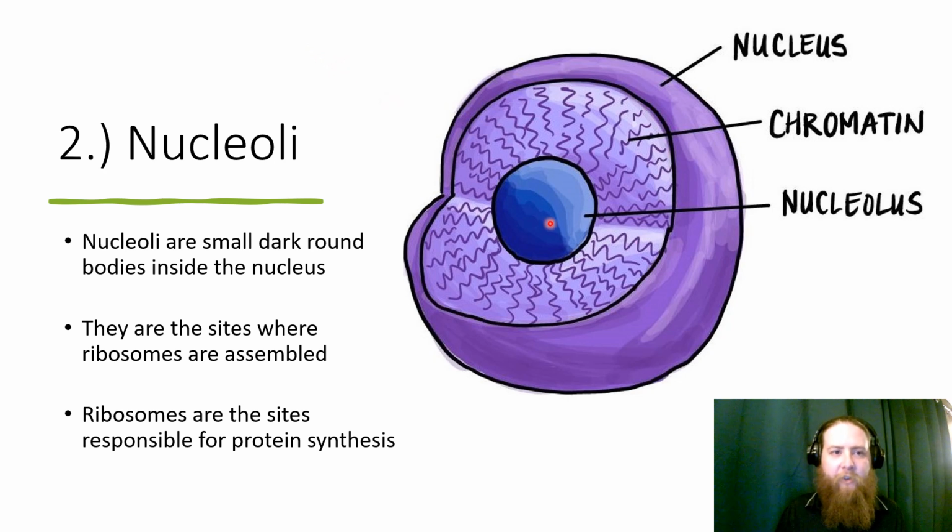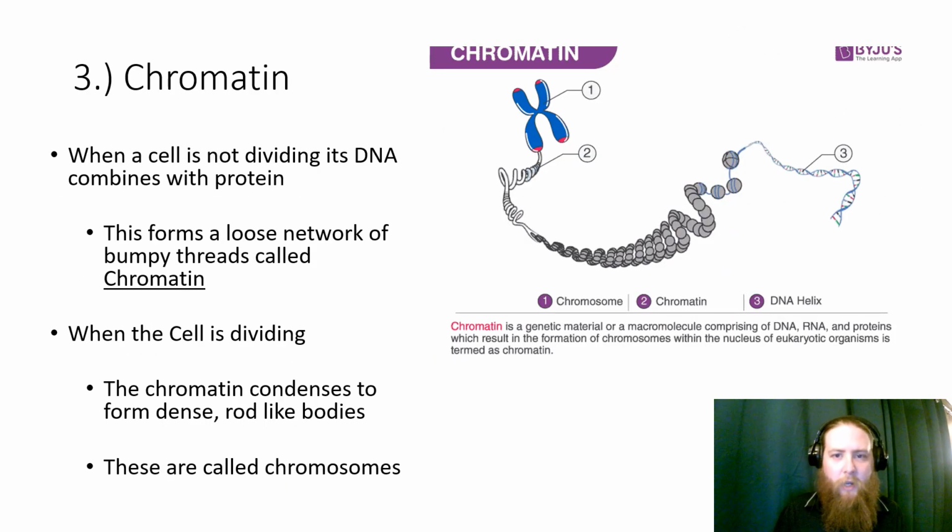All right, the second structure is this nucleolus or nucleoli in the middle here. They're these small, dark, round bodies inside the nucleus. They are where we assemble ribosomes, and ribosomes are incredibly important to the cell. They are the site where we actually have protein synthesis, where we're taking the code from DNA and turning it into product, which is protein. Protein is going to be the product of our DNA. So nucleoli make ribosomes. All right, chromatin.